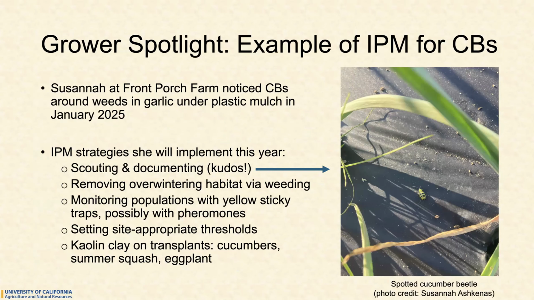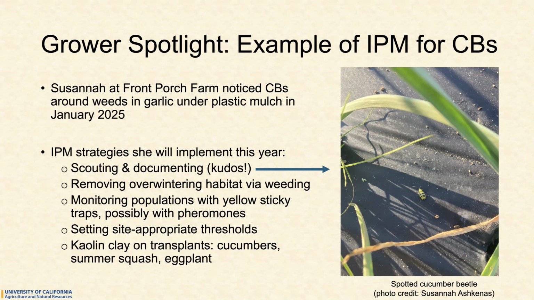So now I'm going to give you some examples of IPM for cucumber beetles on real farms in our region and throughout California. So thank you in advance to all the farmers who shared so many anecdotes, photos, tips. I really appreciate it. We have some great examples of what IPM can look like for this pest already. So Susanna at Front Porch Farm here in Sonoma County noticed that cucumber beetles were hanging out around weeds in the garlic under plastic mulch last month in January 2025. She sent me this photo, so thank you so much for the nice photo of cucumber beetle.